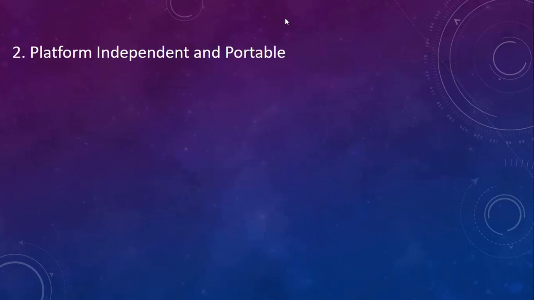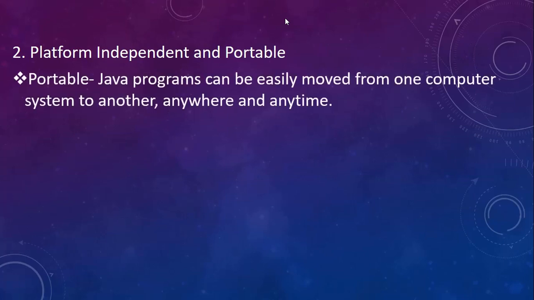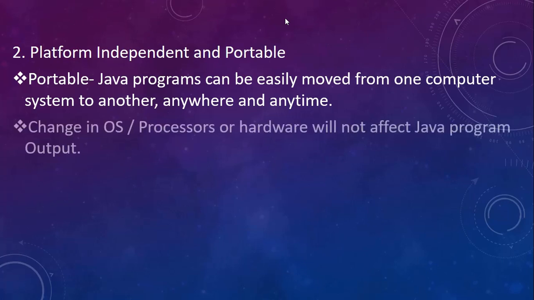So the first feature of Java is that it is a compiled and interpreted programming language. The second feature of Java, which I have already discussed, is that Java is a platform independent and portable language. I have already spoken about it. Portable means Java programs can be easily moved from one computer system to another, anywhere and anytime. We have just seen it.